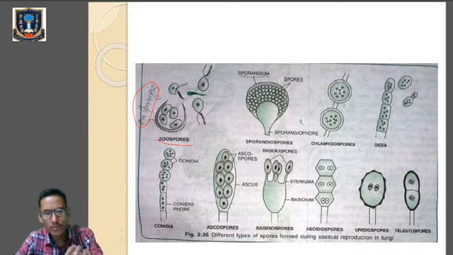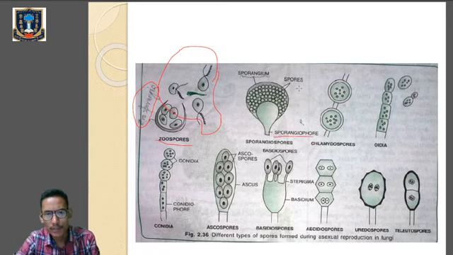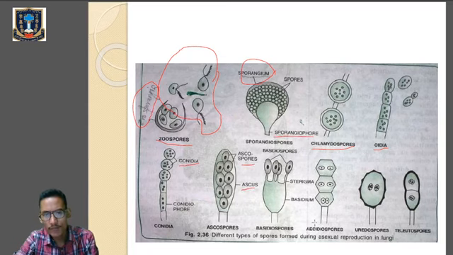Zoosporangia bear the spores, in this case zoospores, and you can see the zoospores being dispersed. Then we have the sporangiophore, where the spores are present in the sporangium. Clear? Then we have chlamydospores, oidia, and conidia. Then we have the ascus and ascospores. In the case of basidiospores, we have the basidium. Clear? You can see the presence of basidiospores over here. So these are the different types of spores which help in the asexual mode of reproduction in fungi.